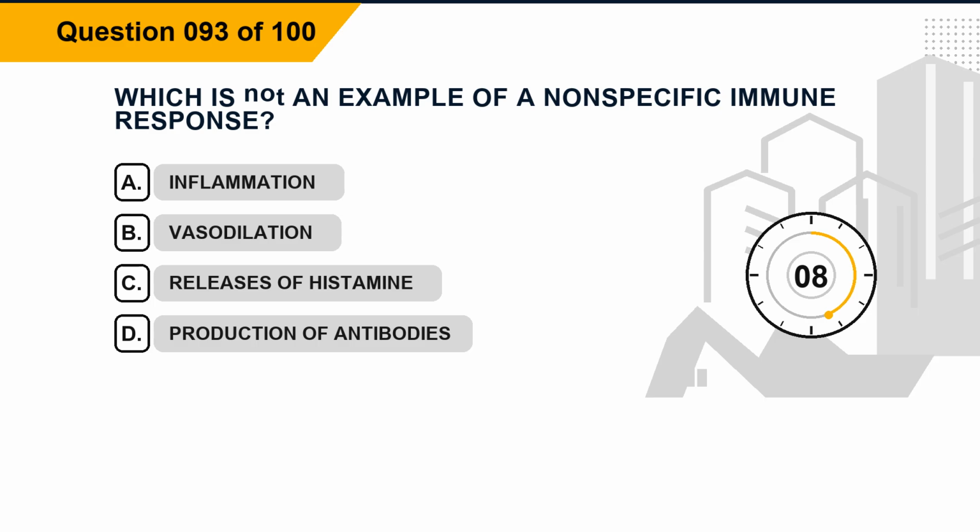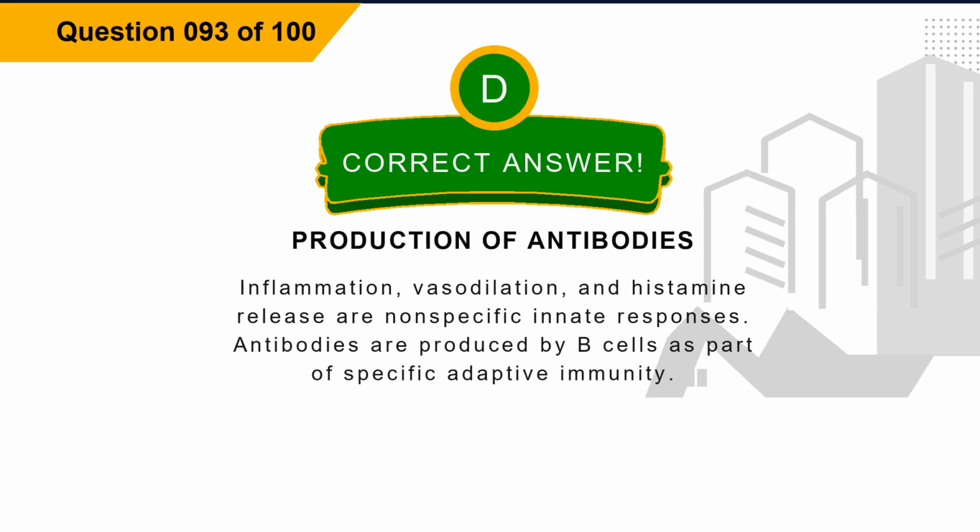Question 93. Which is not an example of a nonspecific immune response? Option A, inflammation. Option B, vasodilation. Option C, release of histamine. Option D, production of antibodies. The correct answer is option D, production of antibodies. Explanation. Inflammation, vasodilation, and histamine release are nonspecific innate responses. Antibodies are produced by B cells as part of specific adaptive immunity.